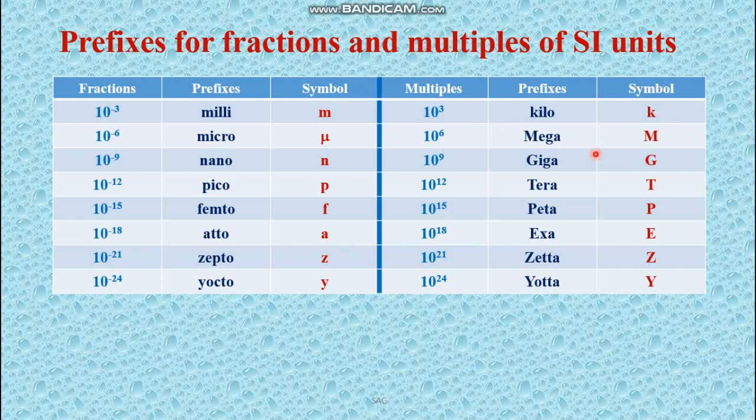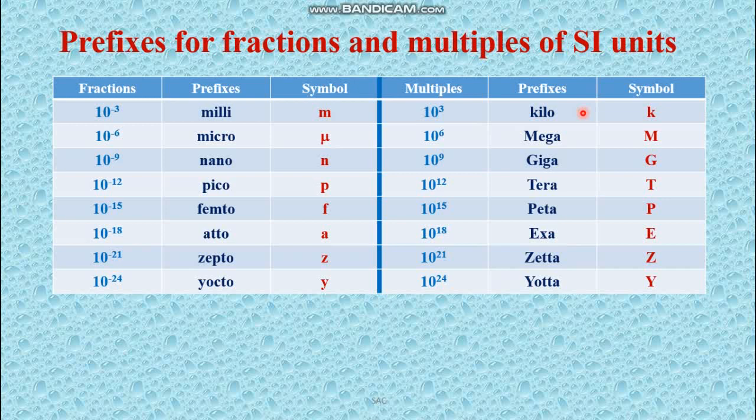And for larger multiples, suppose it is 1000 gram, then it is 1 kilogram, isn't it? Suppose it is 10 to the power 6 times greater than a hertz, the unit of frequency, then it is 1 megahertz. Similarly, you can add other prefixes for larger units. For 10 to the power 3 it is kilo, for 10 to the power 6 it is mega, and this way kilo, mega, giga, tera, peta, exa, zetta and yotta.